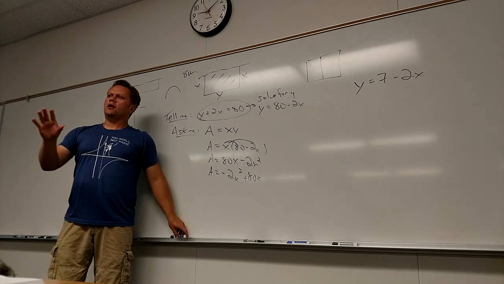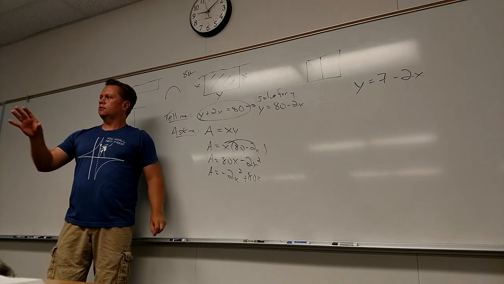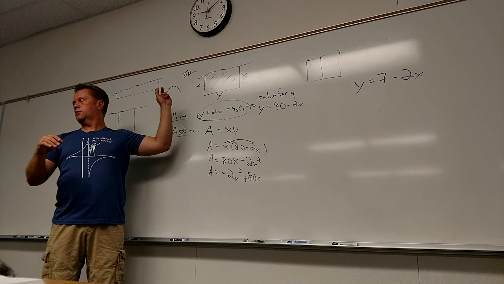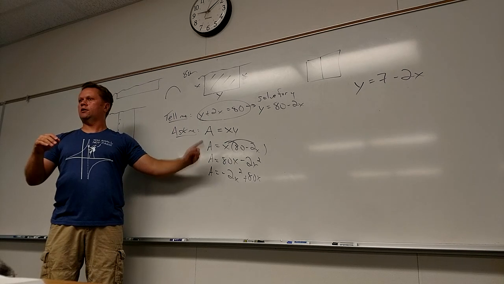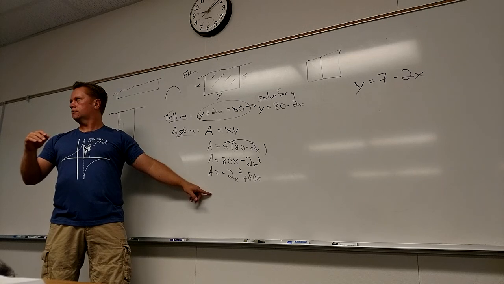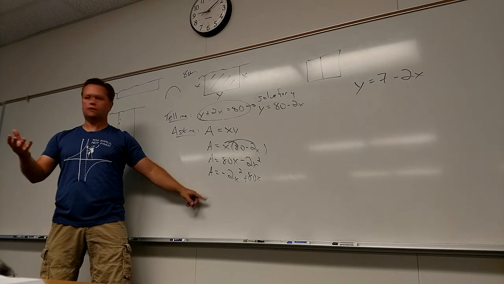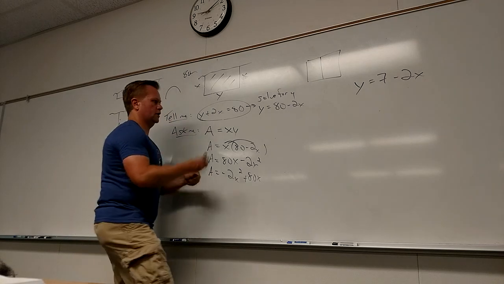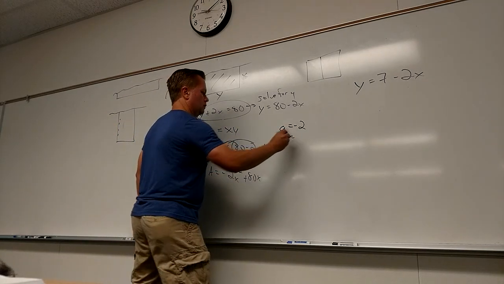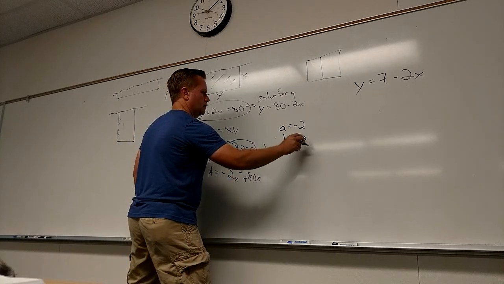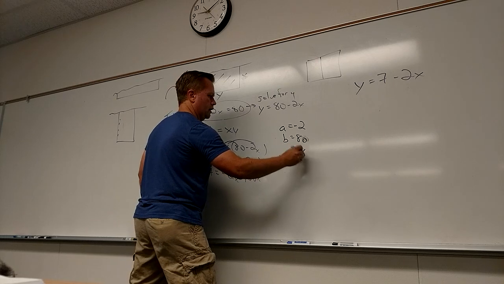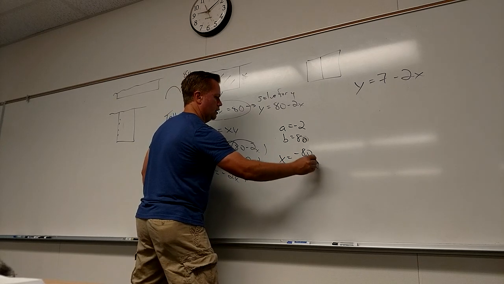Okay, so if I'm trying to find the biggest area, where is that going to occur on the graph of this? Where will it occur? At the vertex. And what's the quickest way to find the vertex? Negative b over 2a. I love it. So again, a is negative 2. b is 80. So x equals negative 80 over twice a.